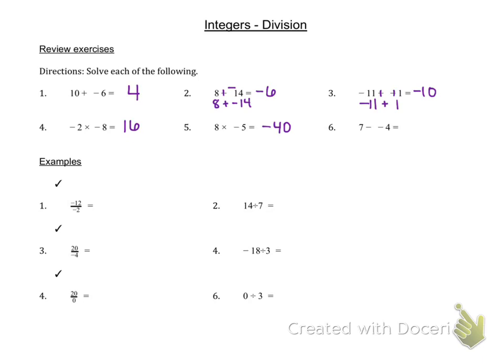And the last problem, number 6, 7 minus a negative 4. I'm subtracting, so I'm going to do click, click, click, click. So that's 7 plus 4, which is 11.